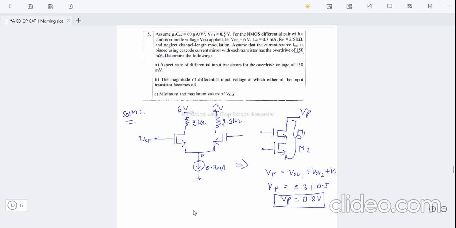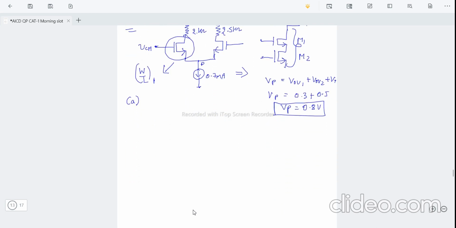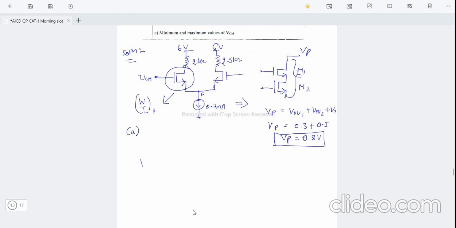So in sub question A, it is asking about the aspect ratio of the differential input transistor for the overdrive voltage of 150 millivolts, meaning they are asking the aspect ratio of this MOSFET. I'll call it W by L of 1. Now I will write down the expression for the overdrive voltage. VOV1 is equal to square root of 2 ID divided by mu n Cox W over L.